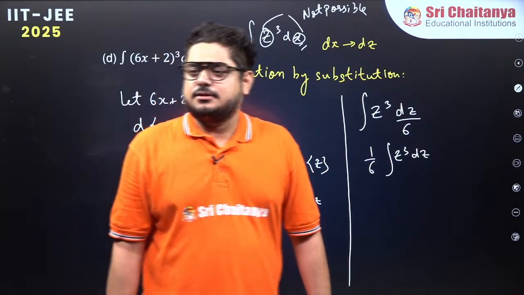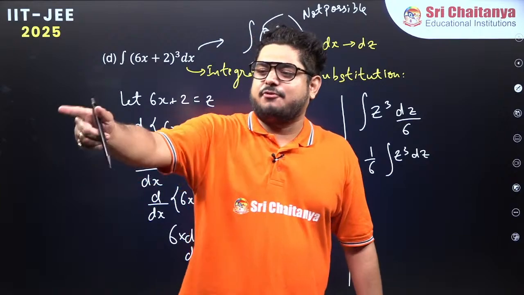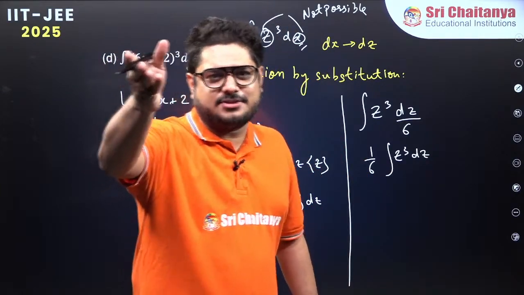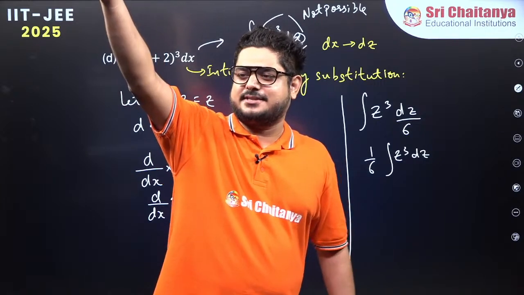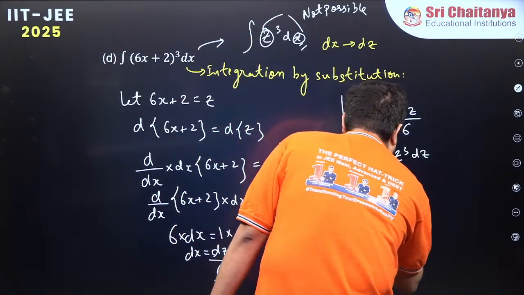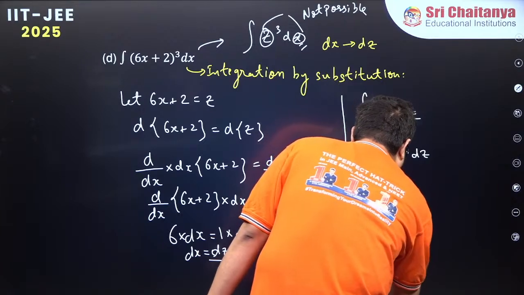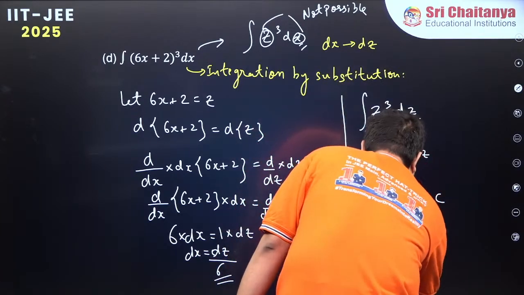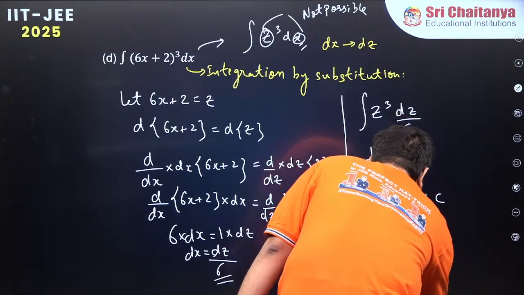So that is z to the power 4 by 4, correct? I already mentioned it, right? It's a polynomial once again. Integral of x to the power n dx is x to the power n plus 1 by n plus 1. So I will be getting it as z to the power 4 by 4 into 6, isn't it? Plus c. So as a result, it's going to become z to the power 4 by 24 plus c.